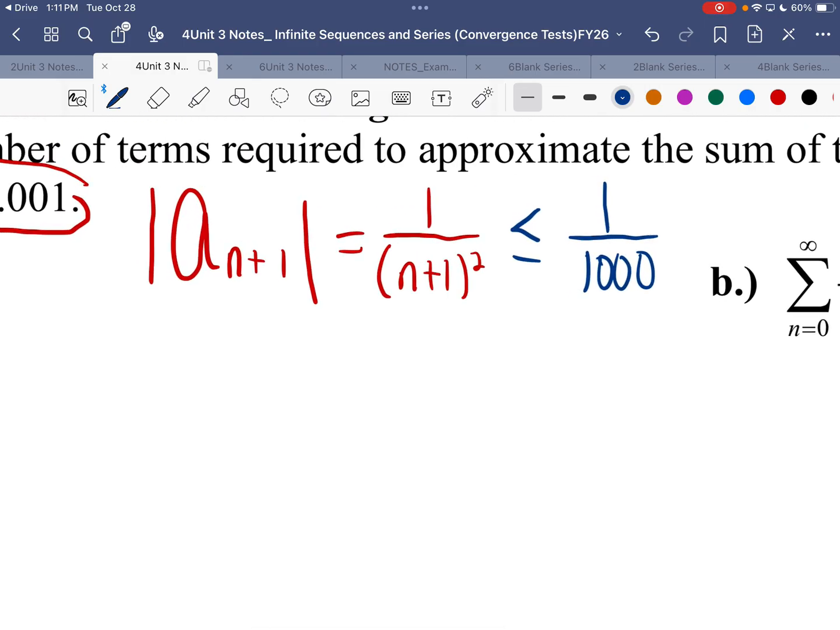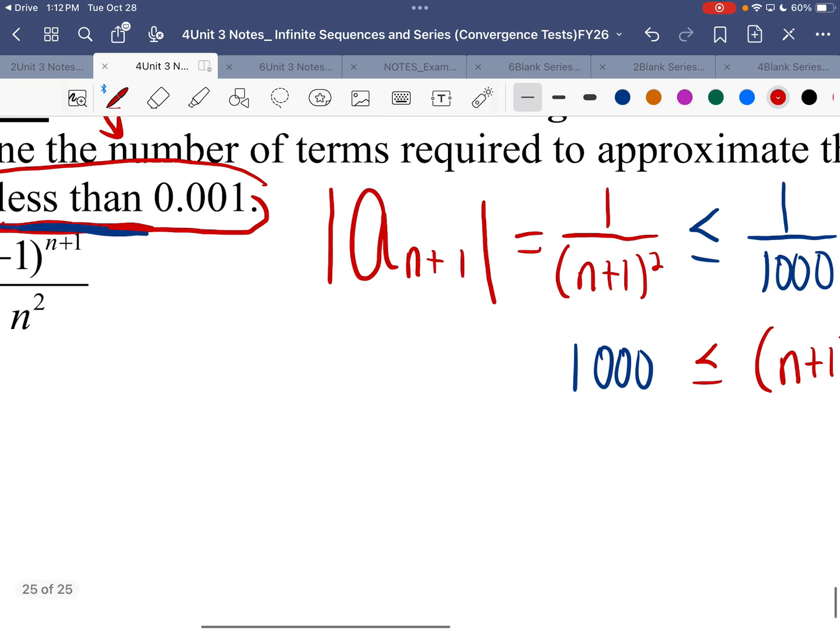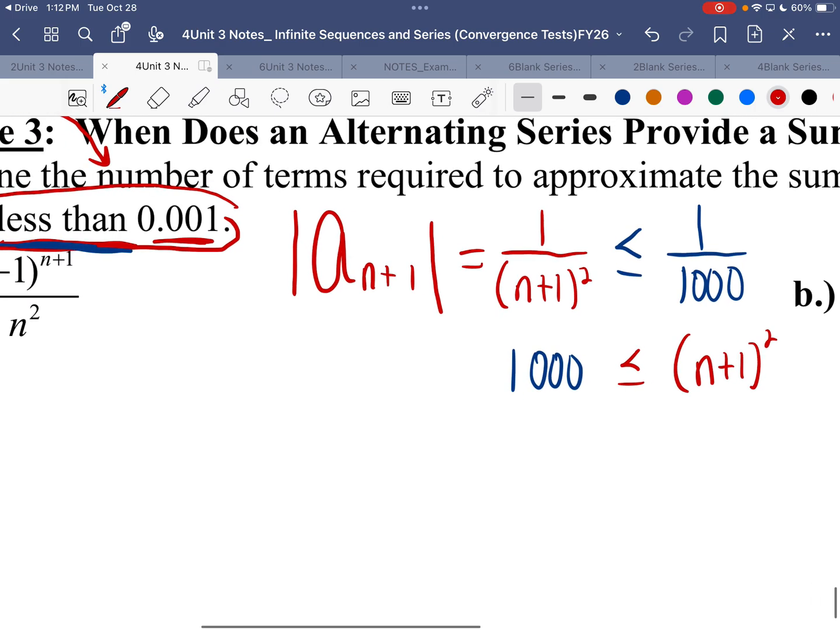All right, now we have kind of a rational equation. I can cross multiply, like multiply both sides by 1,000, and then multiply both sides by n plus 1 squared. How did you get this? That's the number we want to be within. So 0.001 is 1 over 1,000.